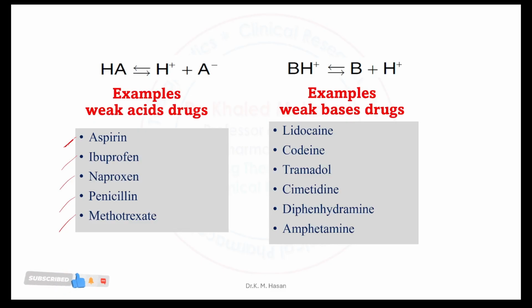Here we have some examples of weak acid drugs and other examples of weak base drugs. As you can see, weak acid drugs include aspirin, ibuprofen, naproxen, penicillin, and methotrexate. These medications are considered weak acids and are mostly absorbed in the proximal, the first part of the duodenum.